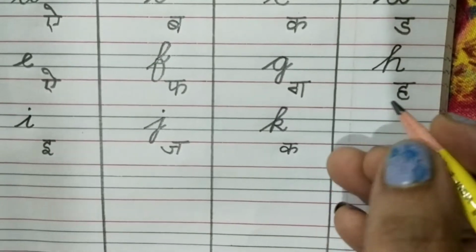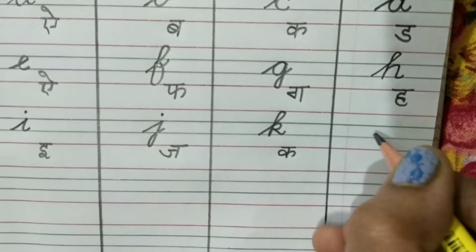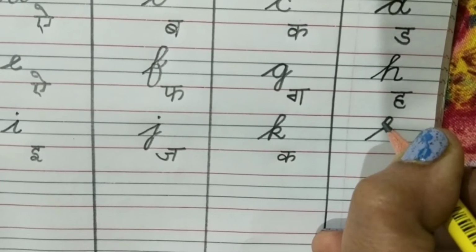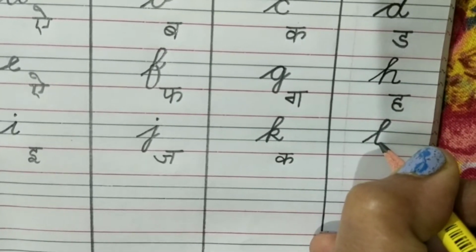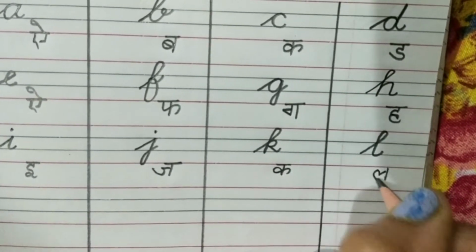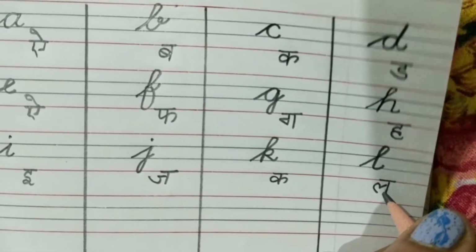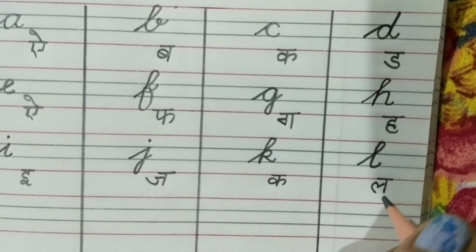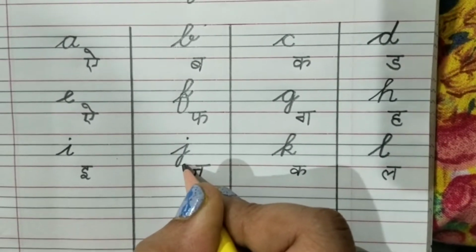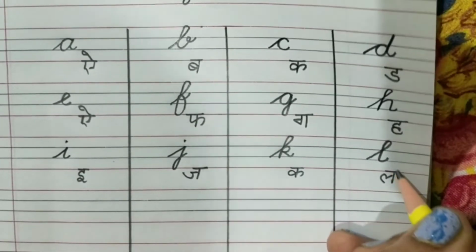After K, L. L says L. Make a slant line and now go back and make a straight line and touch the black line. L says L. L lock, L lion, L lamb. L says L. Now revise it again. I says E. J says J. K says K. L says L.